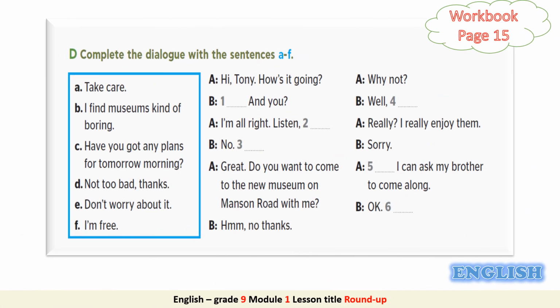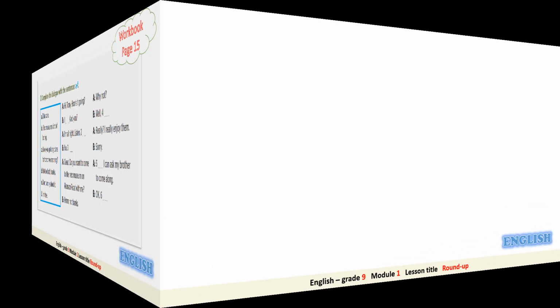Now open your workbook page 15 and do this exercise. It says complete the dialogue with the sentences A to F. Here we have some sentences. We are going to use them to complete this dialogue. Do it by yourself, please.